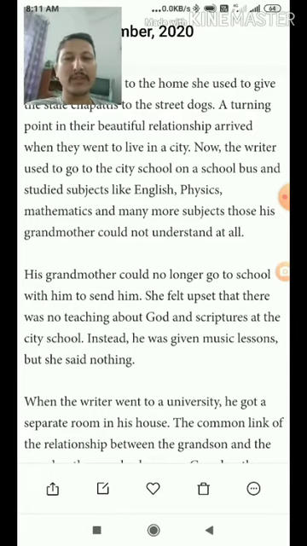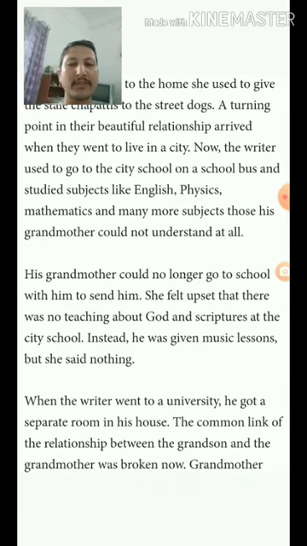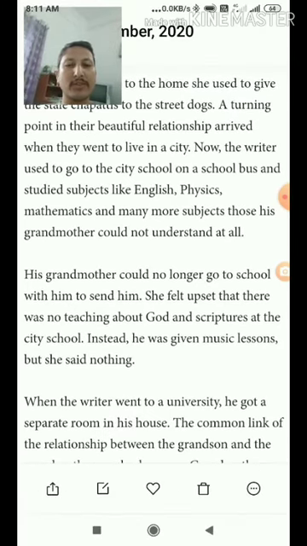The writer used to go to the city school on a school bus and studied subjects like physics, English, mathematics, and many more subjects. Those his grandmother could not understand at all. His grandmother could no longer go to school with him to send him. She felt upset that there was no teaching about God and scriptures at the city school. Instead, he was given music lessons, but she said nothing. She did not like music at all.